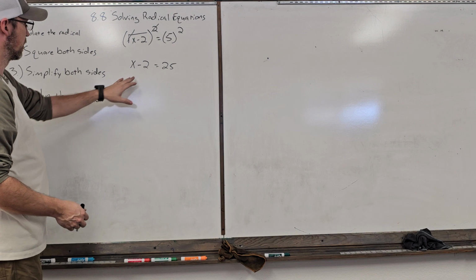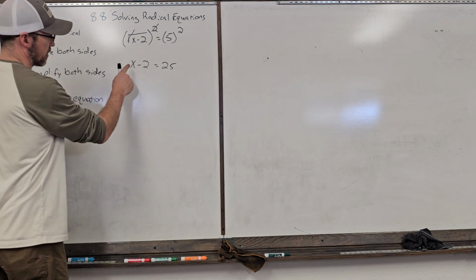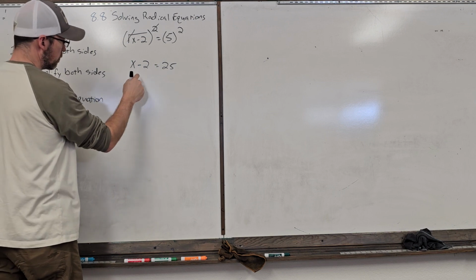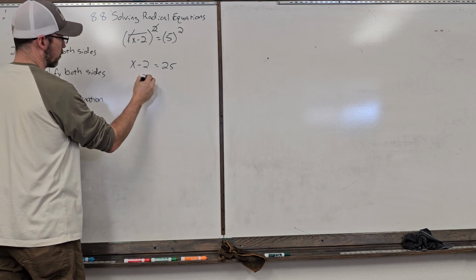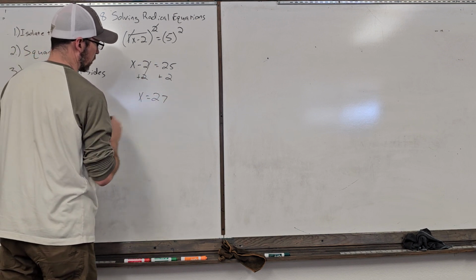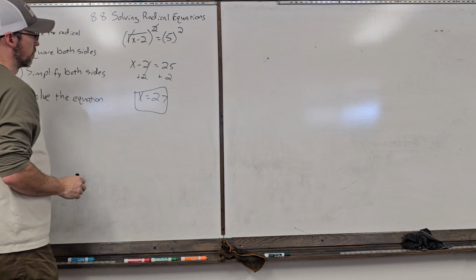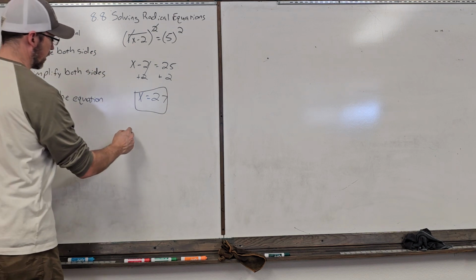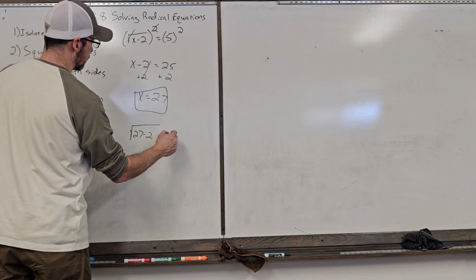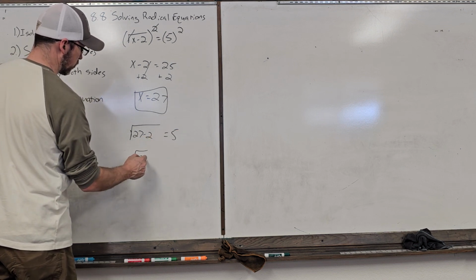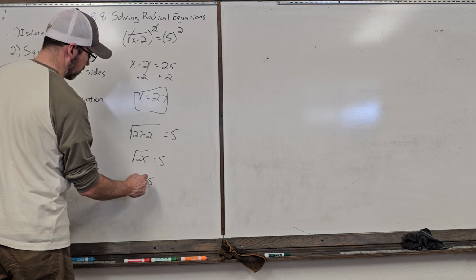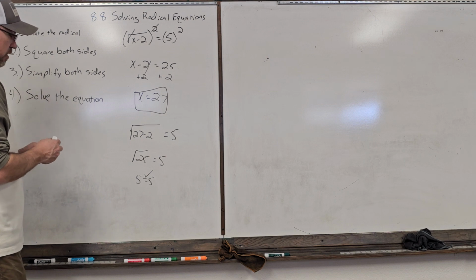It's already simplified. Step 4 is solve the equation, which means isolate the variable. I need to get rid of this minus 2. The opposite of subtracting 2 is to add 2 to both sides, and I get x equals 27. So if I was to plug that in, I would get the square root of 27 minus 2 equals 5. That would be the square root of 25 equals 5, and we saw just a second ago that that is 5 equals 5, so it checks.